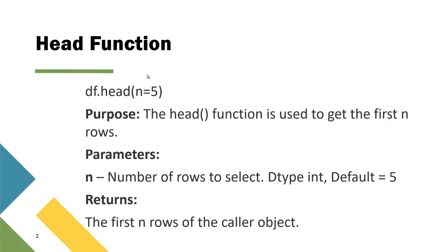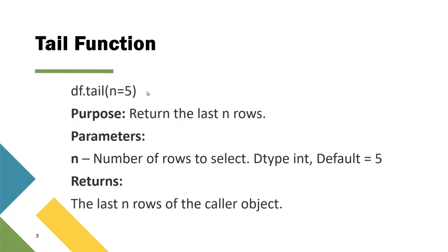Similarly, we also have the tail function. The tail function returns the last n rows. Similarly, n is the number of rows to display. By default, it is 5 and you can set your custom value. Now, let us look at a live example to understand these functions.